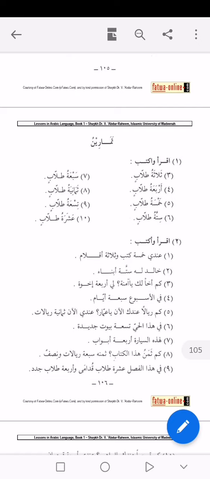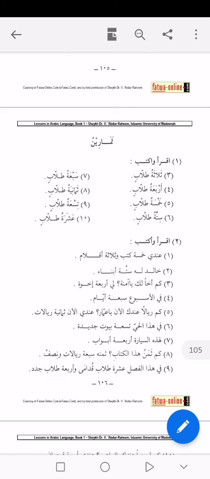Read and write down. I have 5 books and 3 pens. Khalid has 6 sons. How many brothers do you have, O Amna? I have 4 brothers. In a week there are 7 days. How many riyals do you have right now, O Ammar? I have 8 riyals right now.